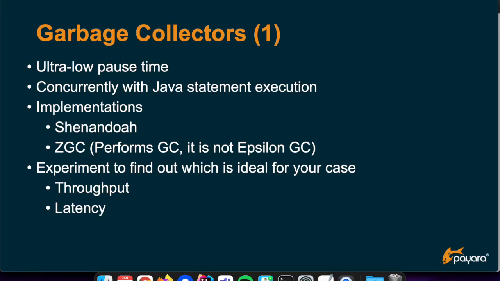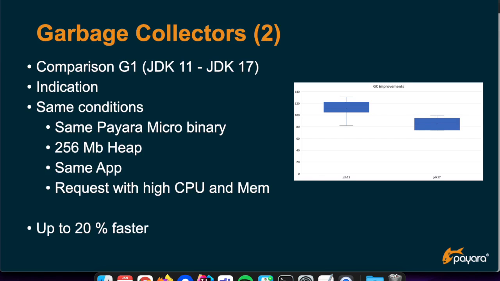Throughput is the percentage of the time that your application is running in relation to the total time, and latency is the maximum wait time for each pause. Those two parameters can give you an indication which collector is the best, and that is something that you have to find out through some experiments with your application. But even with the classic G1 garbage collector, you can achieve some good improvements.